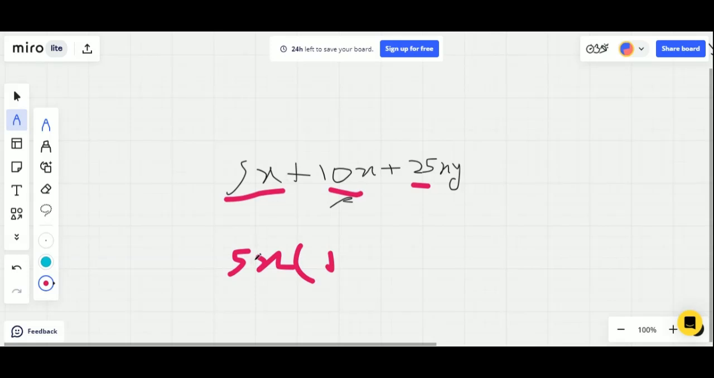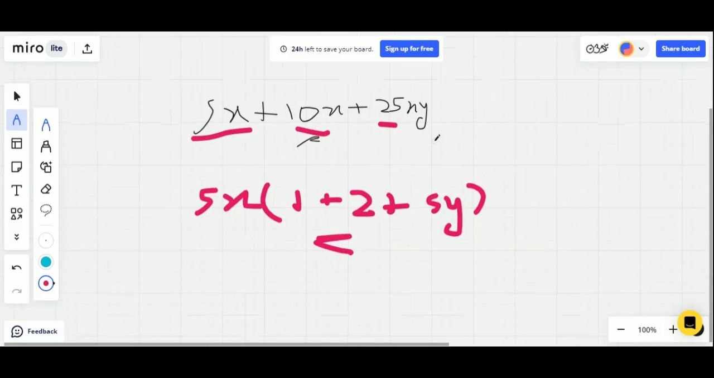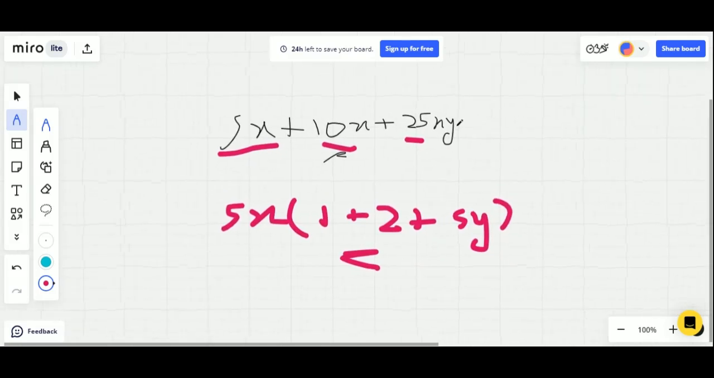So 5x divided by 5x is 1, plus 10x divided by 5x is 2, plus 25xy divided by 5x is 5y. So this is a factorized answer. This is how you factorize by taking a common factor.